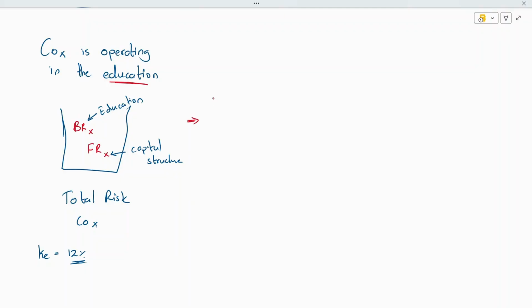Therefore, what is going to happen is Company X is going to invest in the supermarket industry. So now tell me, the level of risk in the education industry and the level of risk in the supermarket industry, is it going to be the same or is it going to be different? It's obviously going to be different.